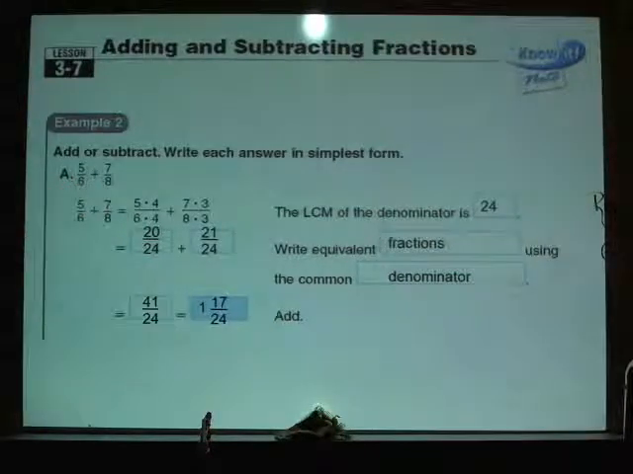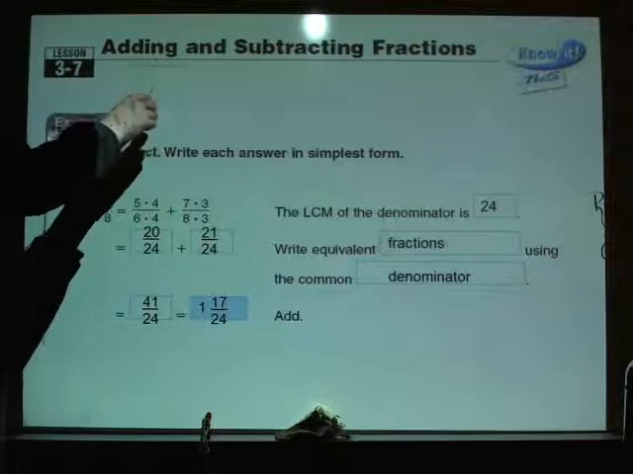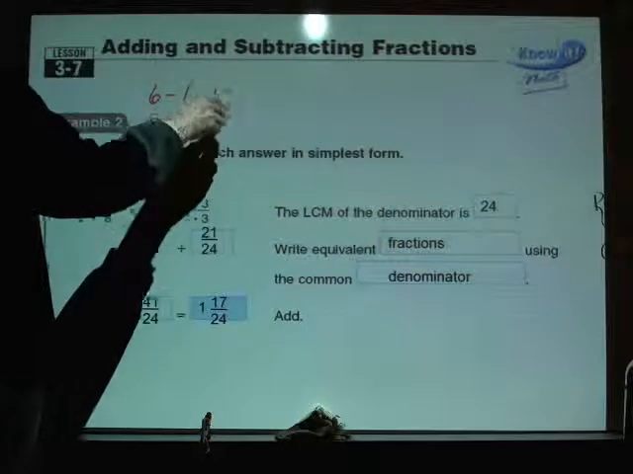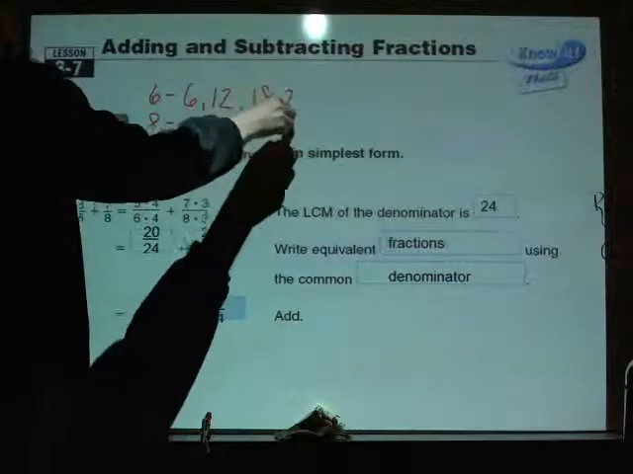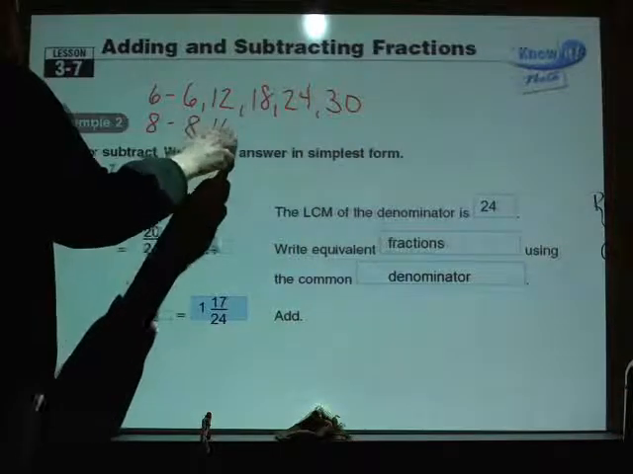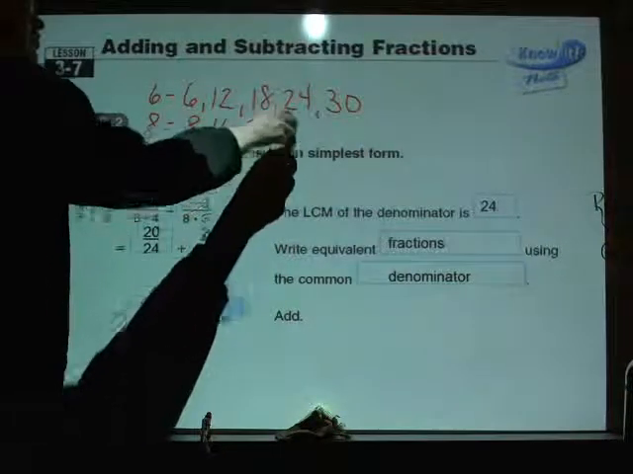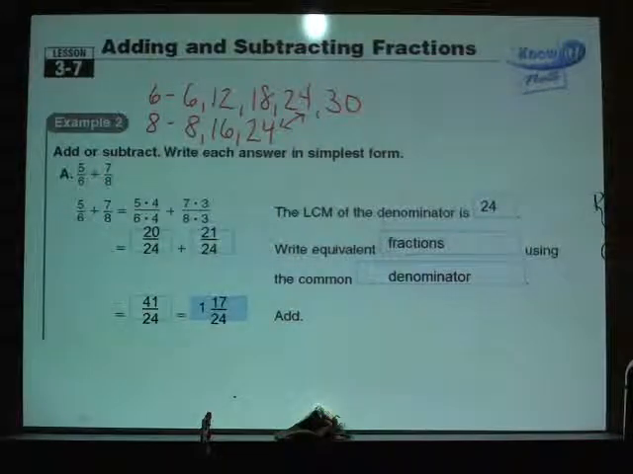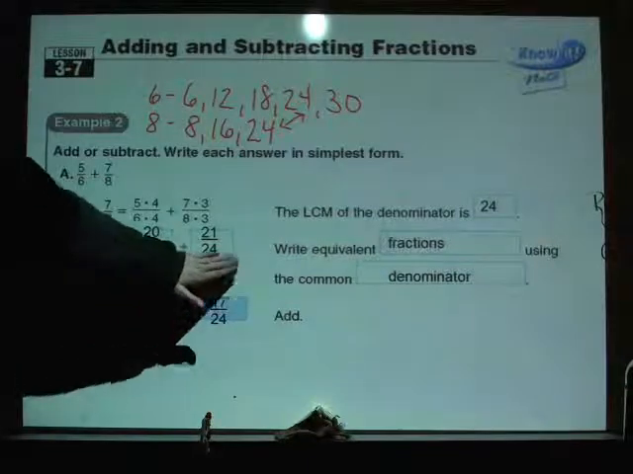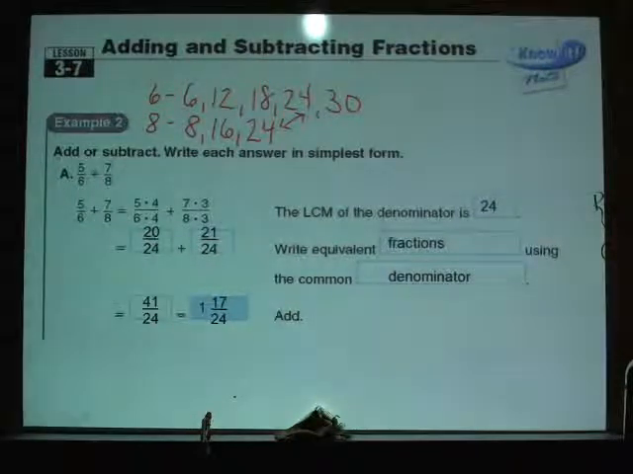6 and 8 are my denominators here in this question, so I'm going to list multiples of 6 and 8 until I find a match. So the 6 list goes 6, 12, 18, 24, 30. The 8 list goes 8, 16, 24, and as you can see, I can stop because we have a match, 24. That means 24 is the least common multiple of 6 and 8, or the least common denominator here. So as you can see, as we look down here a little bit to this question, we've got a common denominator listed at 24.